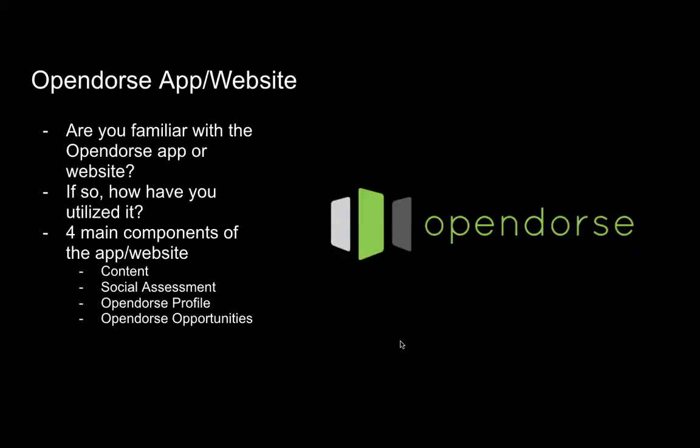All right, and now for the navigation of the Opendorse app. The Opendorse app basically has four main components that are going to be important to you guys as student athletes. Those four components are content, the social assessment, the Opendorse profile, and Opendorse opportunities. I'm going to take you through each one of those and show you guys how to utilize these to your advantage.